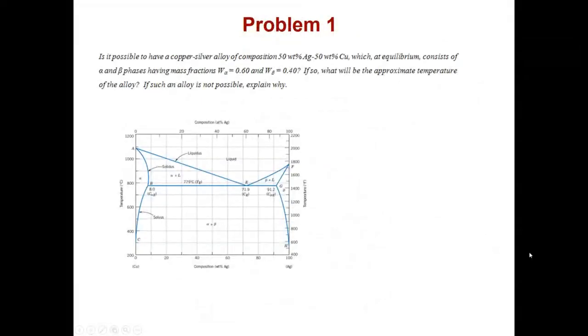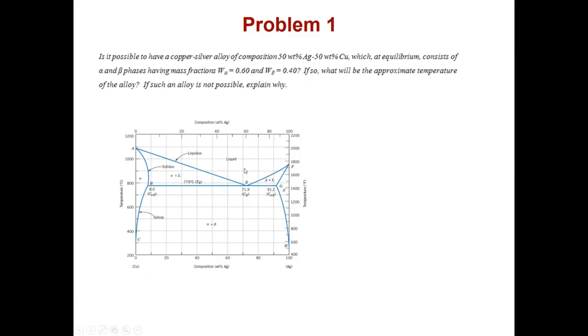Okay, in problem 1, is it possible to have a copper-silver alloy of composition of 58% silver, 58% copper, which at equilibrium consists of alpha and beta phases having mass fraction of W of alpha is 60% and the mass fraction of beta is 40%. If so, what will be the approximate temperature of the alloy? If such an alloy is not possible, explain the reason.